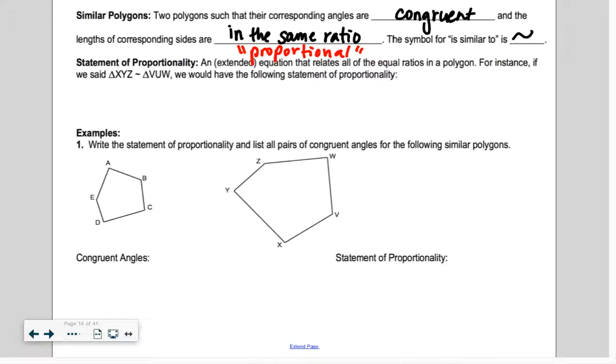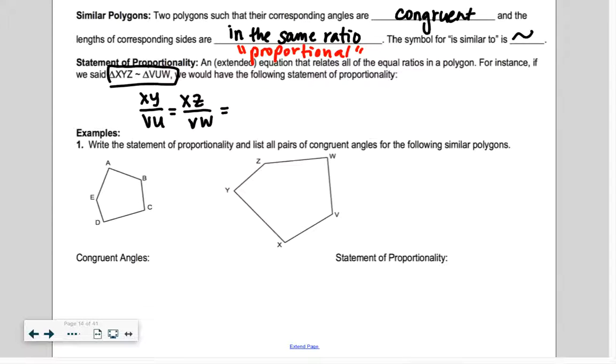Okay, so if you have something like this, your statement of proportionality is going to look like XY over, what does XY match up with, guys? XY, VU. So XY divided by VU has to be the same as XZ divided by what? So look, first letter, third letter? Yeah, so if I do XZ, then I'm going to do VW, exactly. And then there's one more.